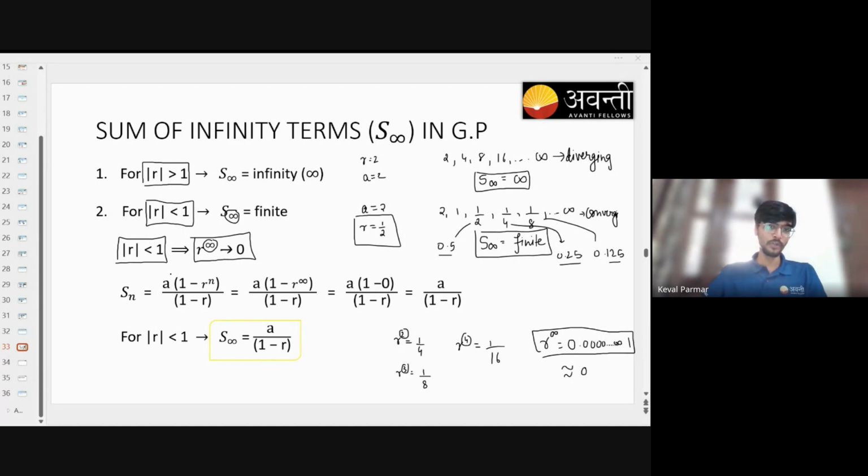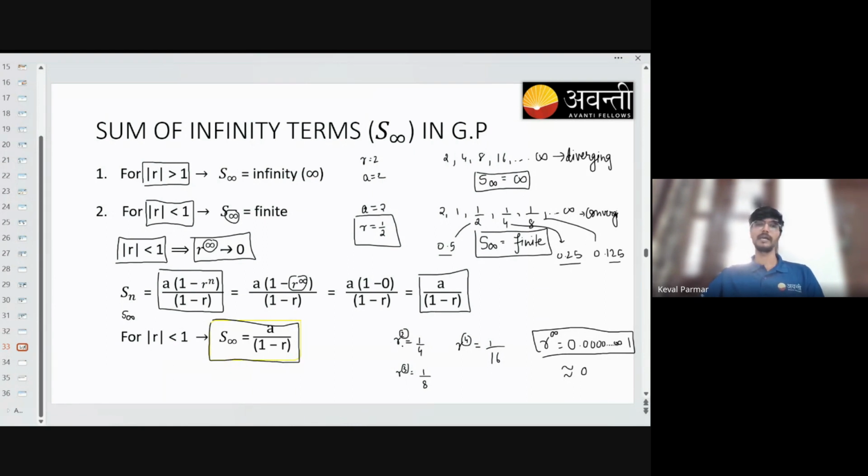Here we all know the formula for Sn. If I want S infinity, I'll put infinity in place of n. So I'll get R raised to the power infinity, which I can approximately write as 0. And if I write it as 0, the formula becomes A upon 1 minus R. That means my formula for S infinity is A upon 1 minus R.